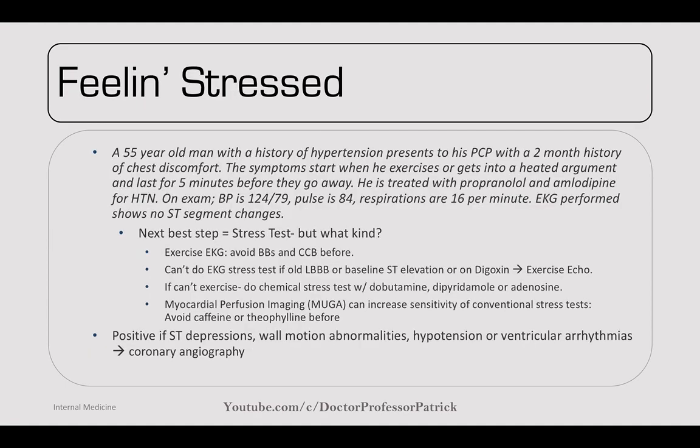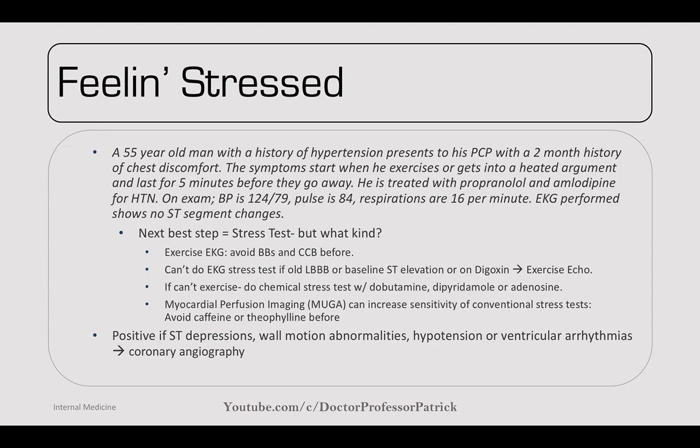So next, feeling stressed. We have a 55-year-old man with hypertension who presents to his PCP with 2 months of chest discomfort. They start when he exercises or gets into an argument, and they last for 5 minutes before they go away. This is an important differentiating factor between angina and, the risk for unstable angina or NSTEMI is less than 20 minutes. So he's treated with propranolol and amlodipine for hypertension.